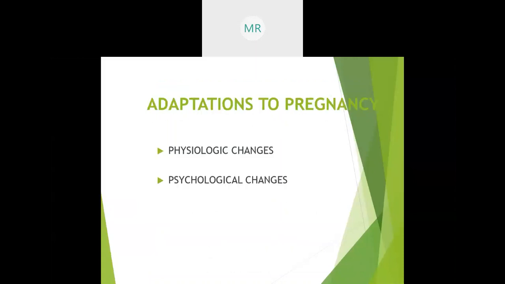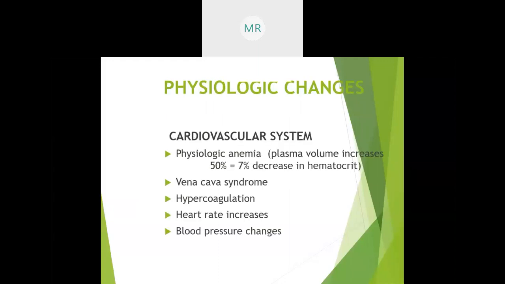Adaptations to pregnancy. Here we're going to talk about the normal physiologic changes. These are changes that occur during pregnancy and are the basis for the signs and symptoms used to confirm a pregnancy. And then, of course, we have psychological changes as well. We will go through all of them. We're going to go head to toe and start with physiologic changes.